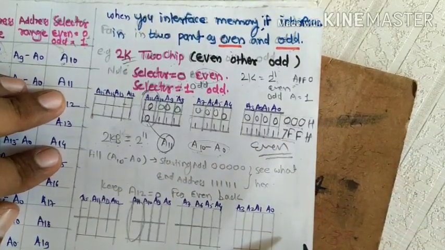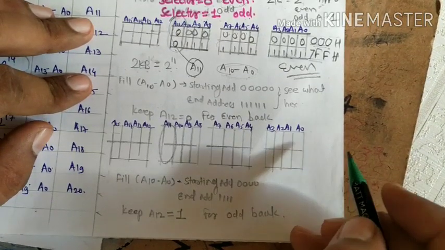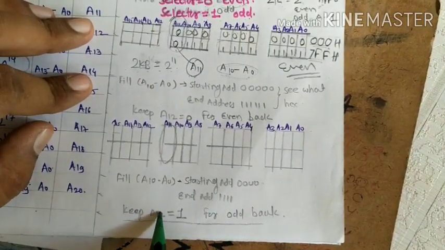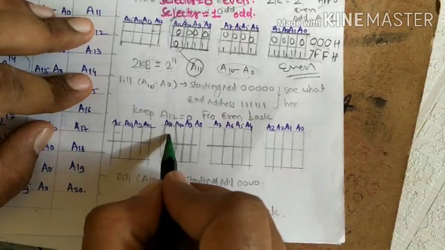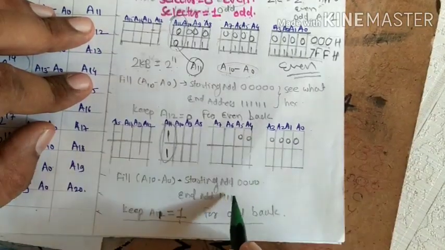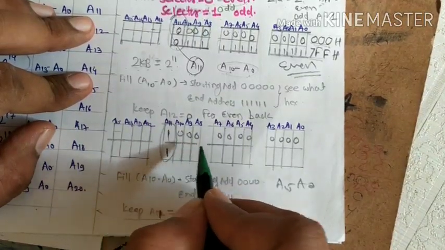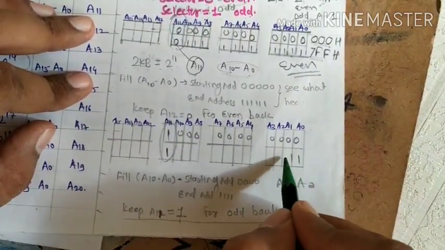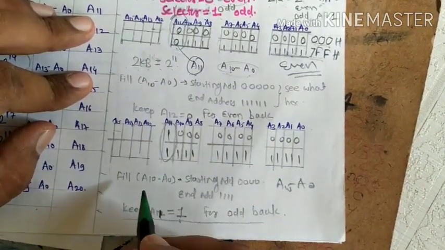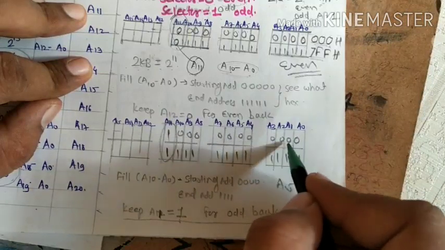So for the odd memory bank, I repeat, you have to keep A11 as 1. So A11 we are putting as 1. Again, for the starting address, you put all zeros from A0 to A10. So we write all zeros up to A10, and for the ending address, put the whole addressing range as 1. So try to understand, find out the nibble value or the hexadecimal value.